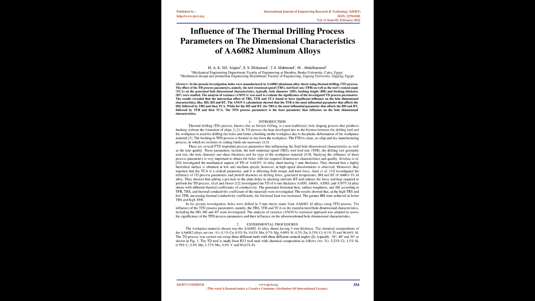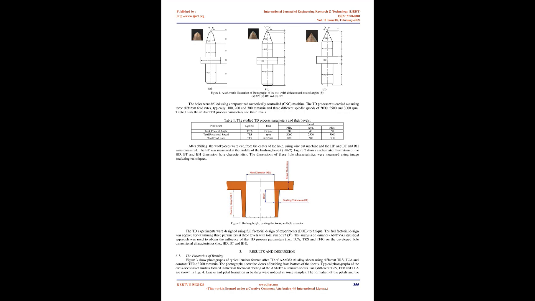and quality. Krishna et al. 10 investigated the mechanical aspects of TD of AA6351 alloy sheet having 1 mm thickness. They showed that a highly burnished surface is obtained at low and medium speeds, however, at high speed discoloration is observed. Moreover, they reported that the TCA is a critical parameter, and it affects both torque and thrust force.